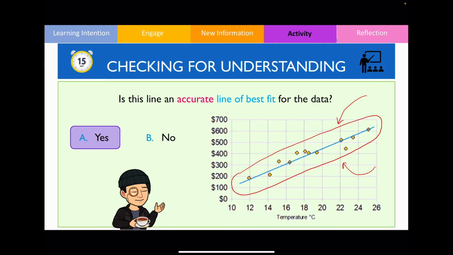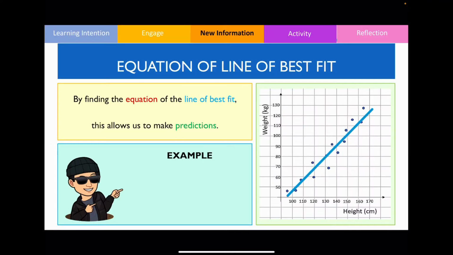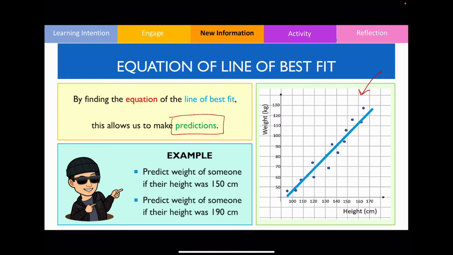The next thing that I want to talk about is how we find the equation of a line of best fit. I just want to emphasize that we find the equation so that it helps us to make predictions. What this means is if I knew what the equation was, I could answer the following questions for this particular data set. I could find out the weight of someone if I knew what their height was, or I could also find out their height if I already knew what their weight was. So I could answer these types of questions.